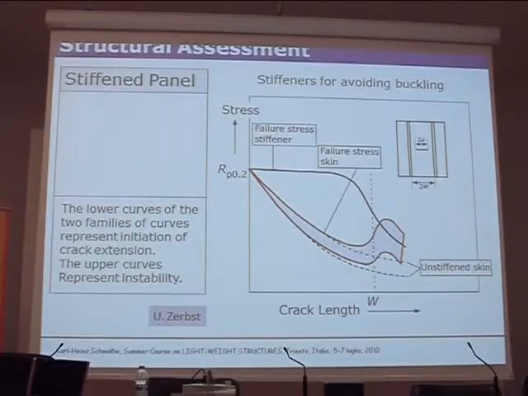And this is typical of lightweight structures, a stiffened panel, so here is the characteristic width in terms of 2W. And here we have the yield strength. This is the failure stress of the stiffener as a function of crack size, of course. And here is the failure stress of the skin, which rises because when the crack approaches the stiffener, the skin is supported by the stiffener.